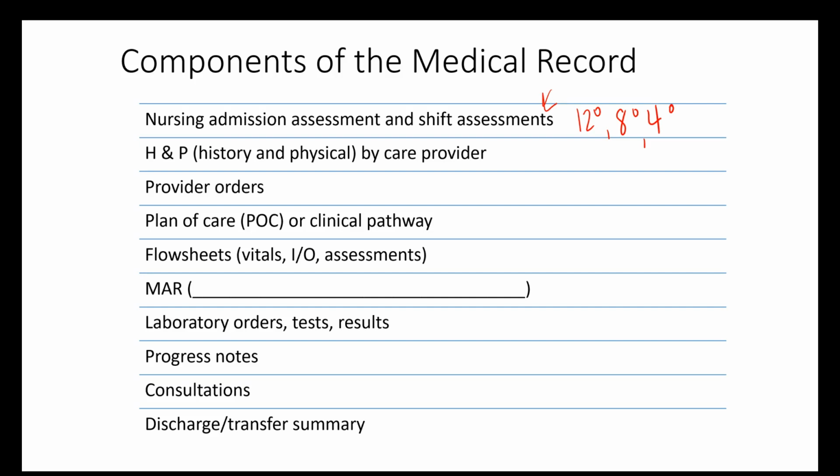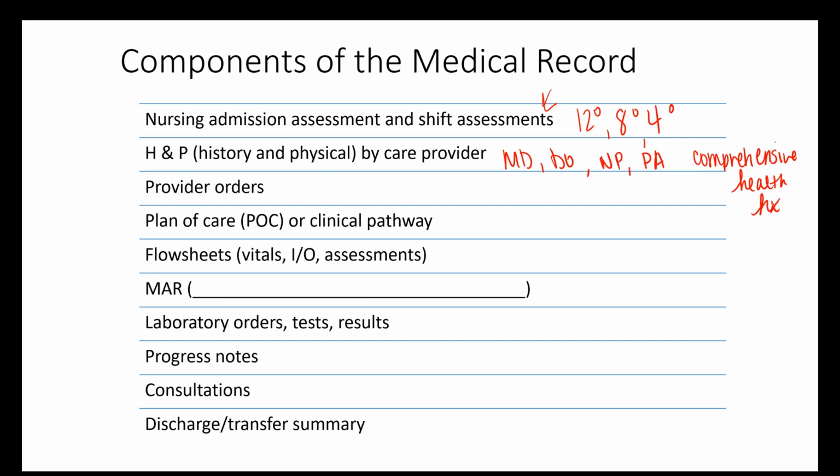It also completes the history and physical of the patient, completed by the healthcare provider. So this would be by an MD, a DO, an NP, or a PA. And they talk about everything that has literally gone on with the patient since they were born. So when we talk a little later about our comprehensive health history, this is kind of what that is. All right, so we have provider orders. So if the doctor's ordering a breathing treatment, something like that, that goes under the provider orders.